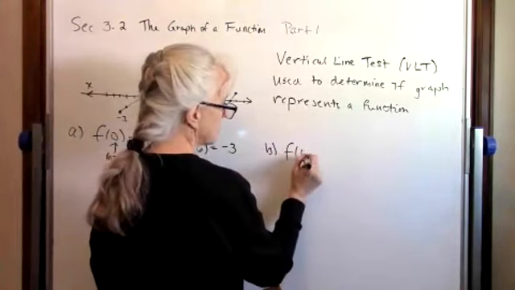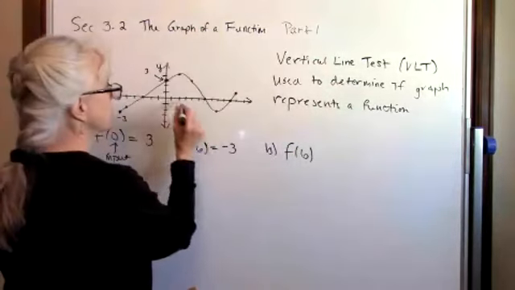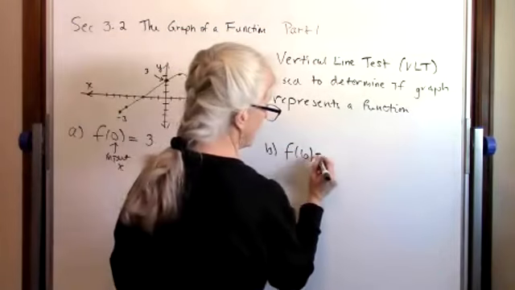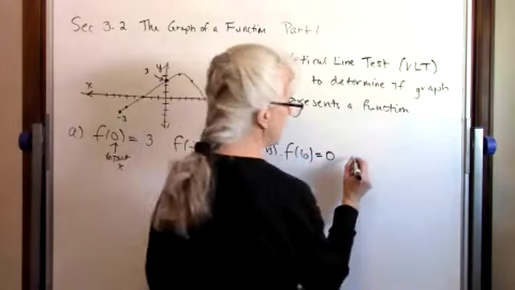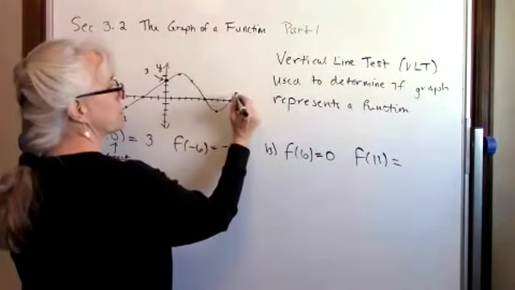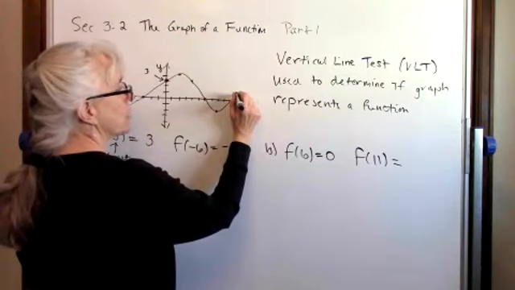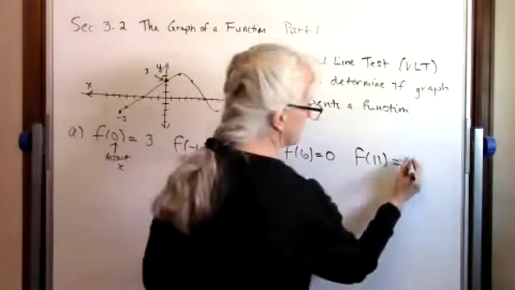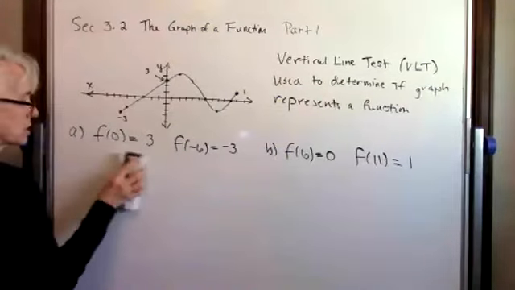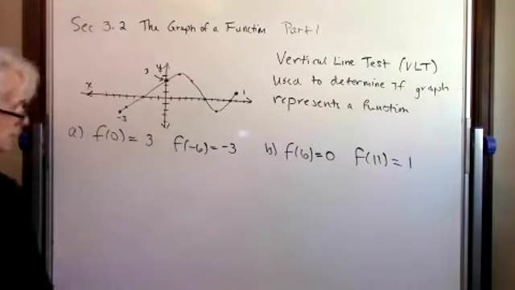It's asking us to find f of 6. So I come out here to 6. On my picture, the corresponding y value is 0. And to find f of 11, I go out to an x value of 11. I go up to my picture, that's right here, and the corresponding y value is a 1. So we're evaluating a function without ever having something to plug the function into. Instead, we're plugging the inputs into that picture, the graph.